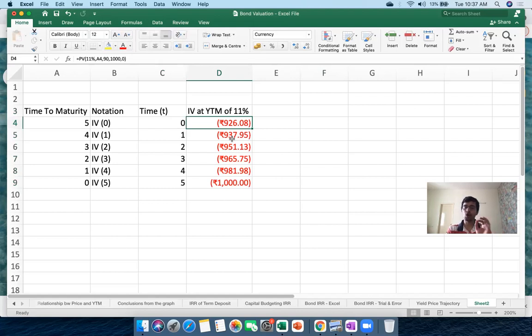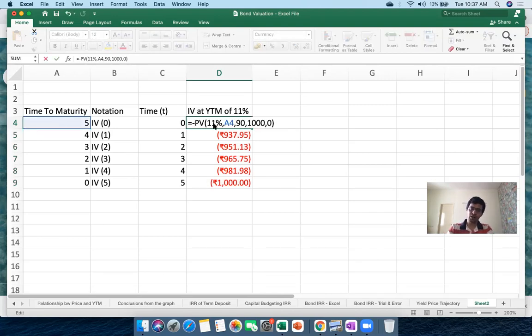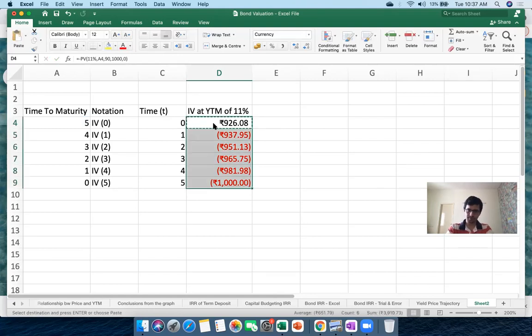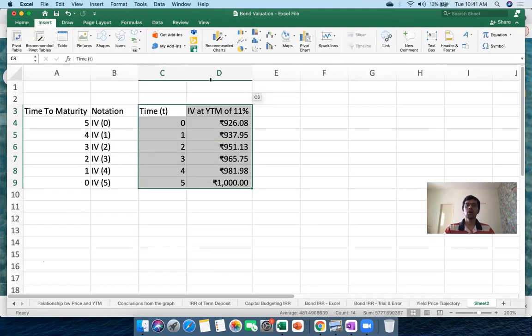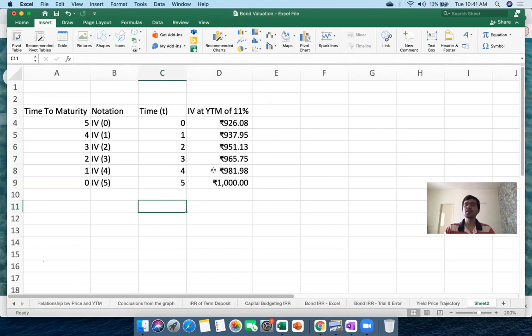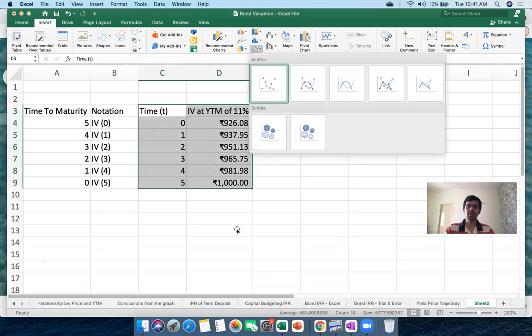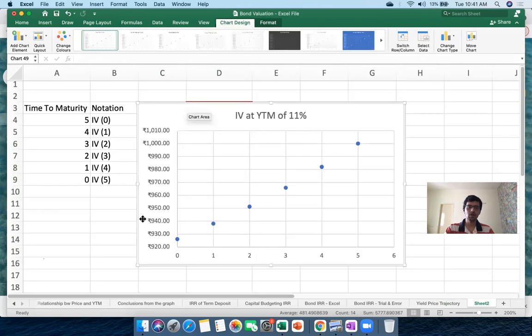Now, if we actually plot this on a graph, but before I plot it on a graph, what I would like to do is convert these negative amounts into positive amounts, because on a graph, negative amounts actually completely skew the understanding. So I'm just adding a negative sign in front of the formula that we used. I've basically converted all these prices from negative to positive. Okay, so if I plot this on a scatter graph, let me just move it a little below.